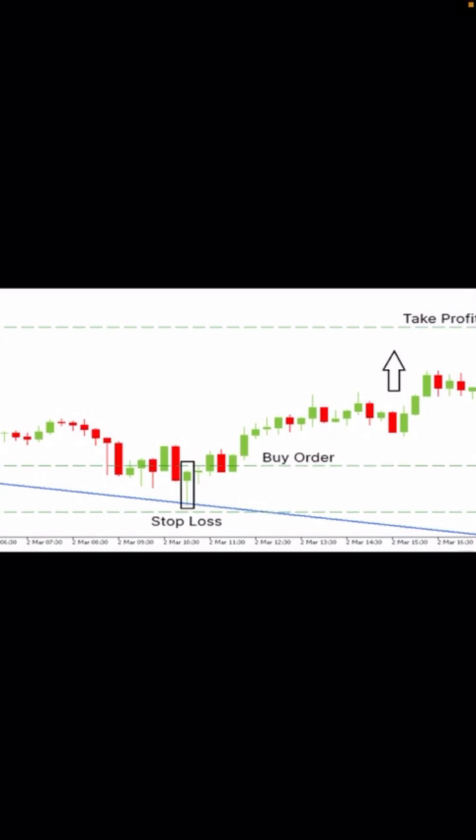So when the market was coming down, it came to this place, then it formed a bullish pin bar. Now for a bullish pin bar, you put the stop loss at the wick end, the longer wick. So you put the stop loss at the longer wick area. Then what happened? Expect a reversal.